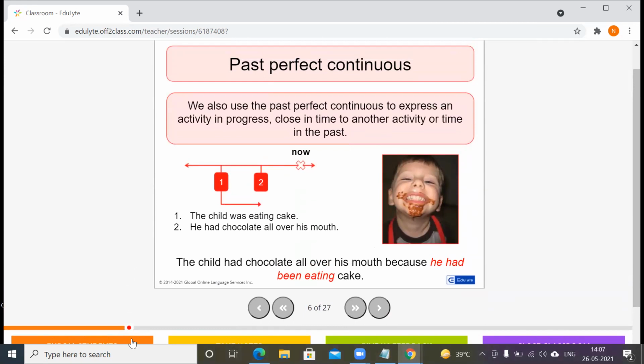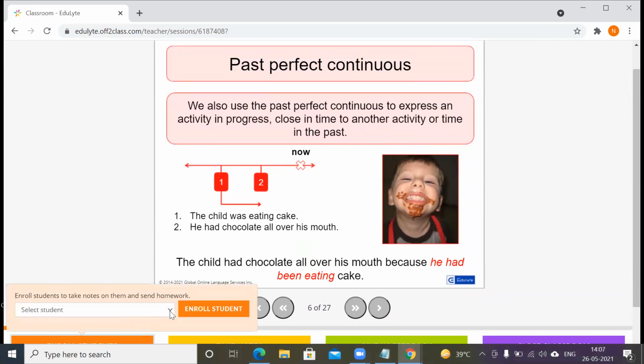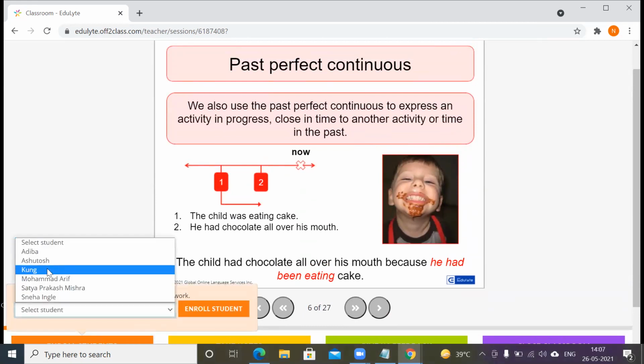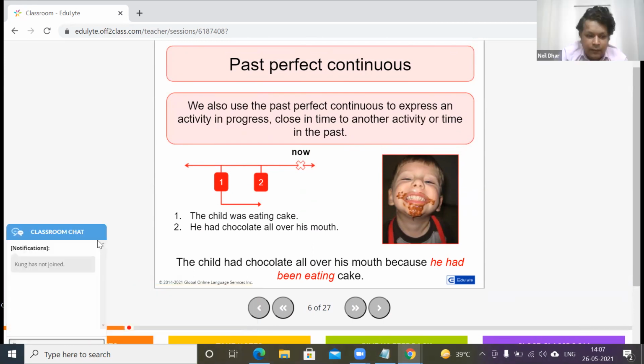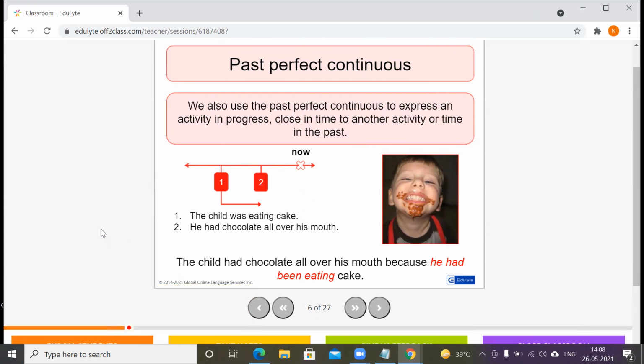Past perfect continuous. We also use the past perfect continuous to express an activity in progress, close in time to another activity or time in the past. The child was eating cake. He had chocolate all over his mouth. The child had chocolate all over his mouth because he had been eating cake. Once again, emphasizing the cake has already been eaten by the child. It's in the past now.